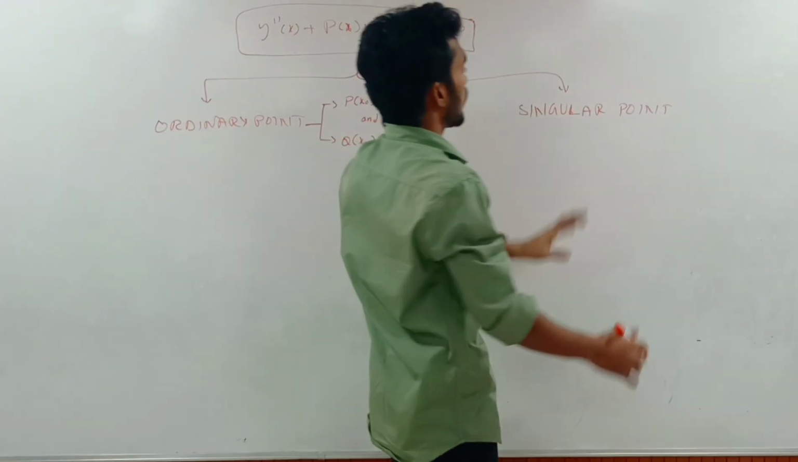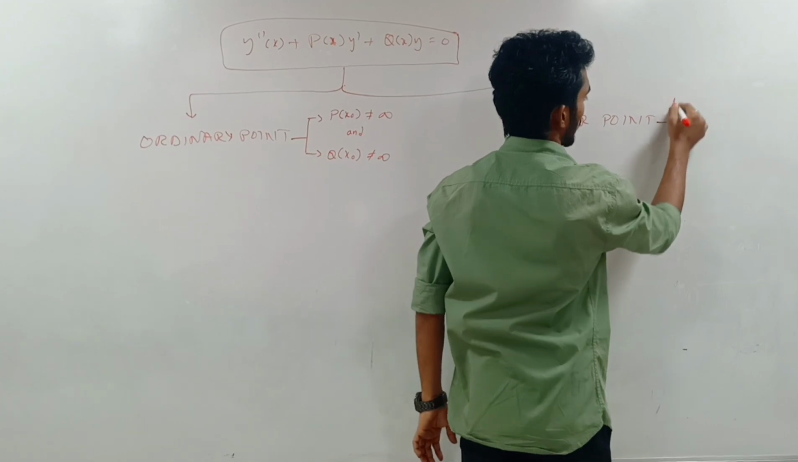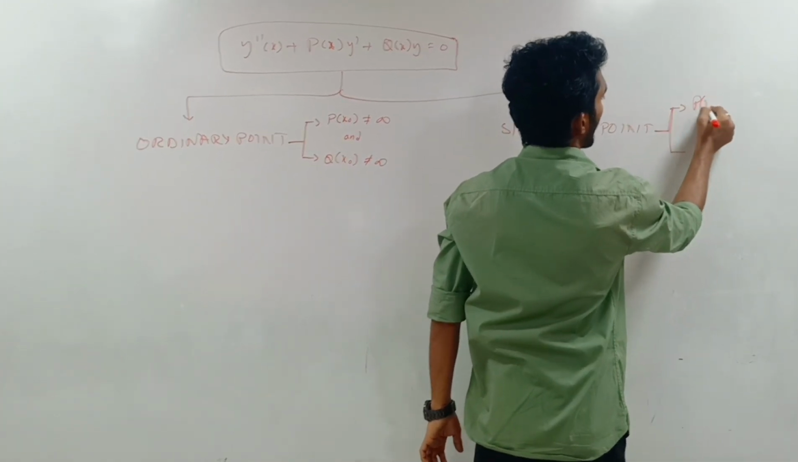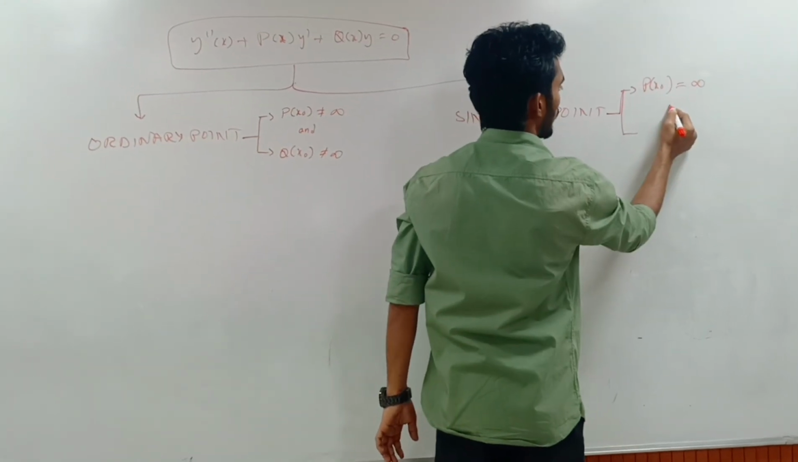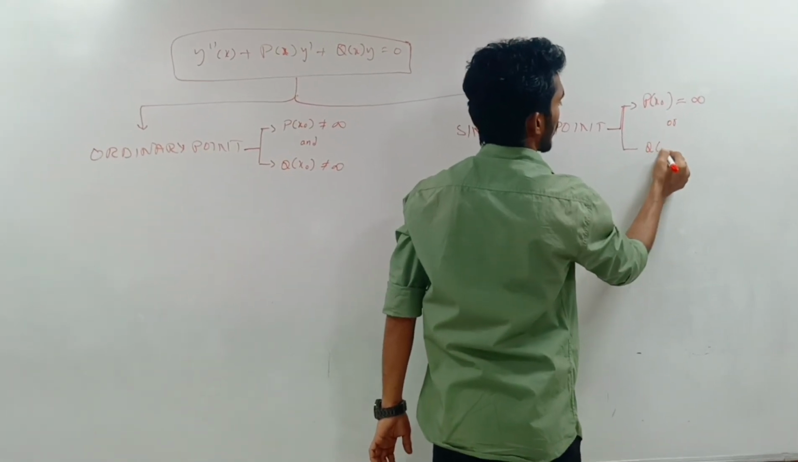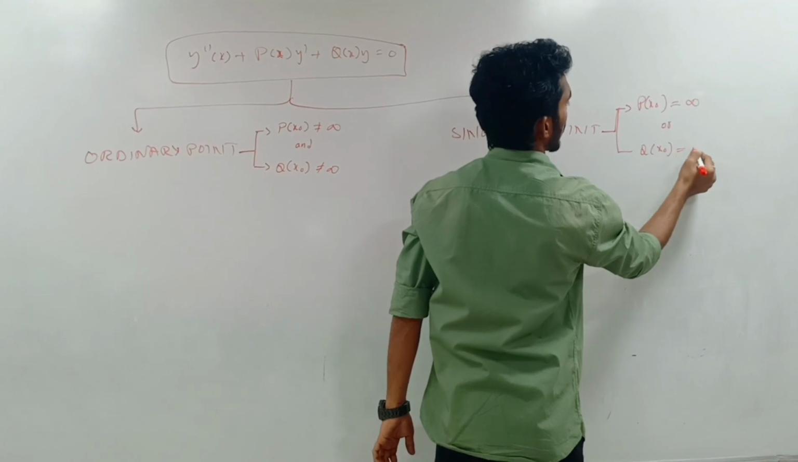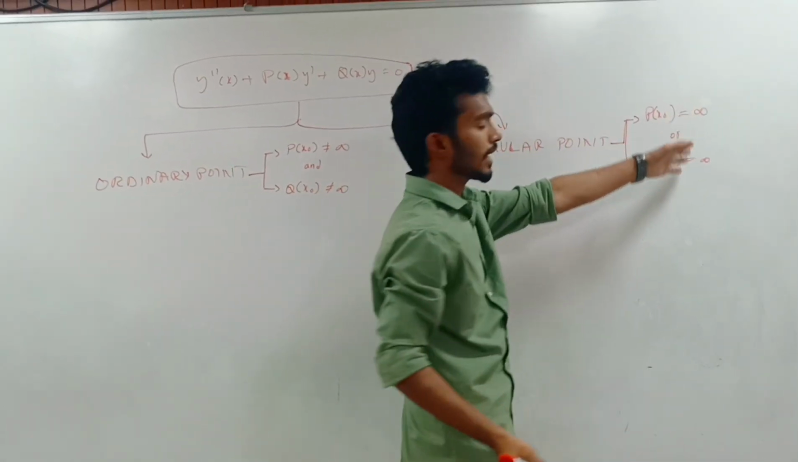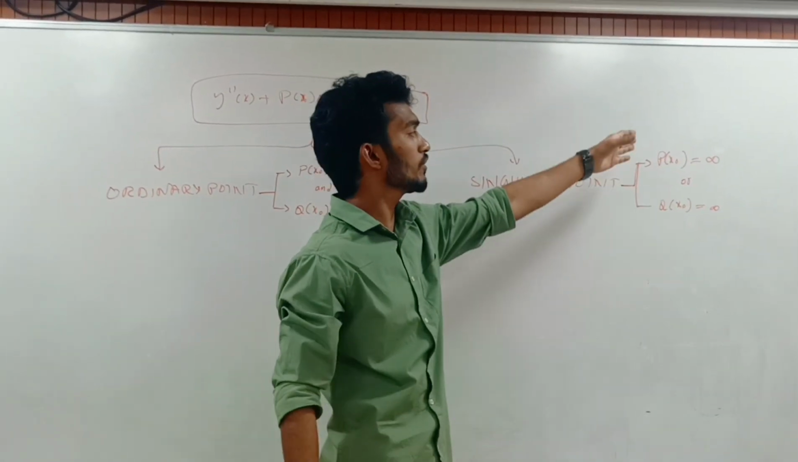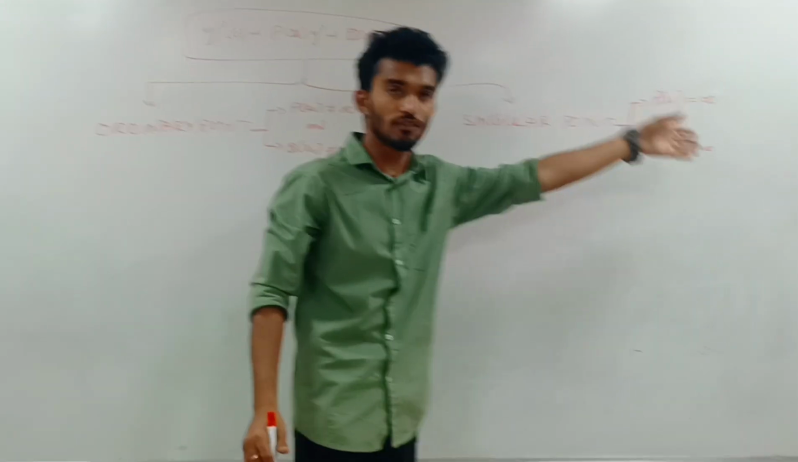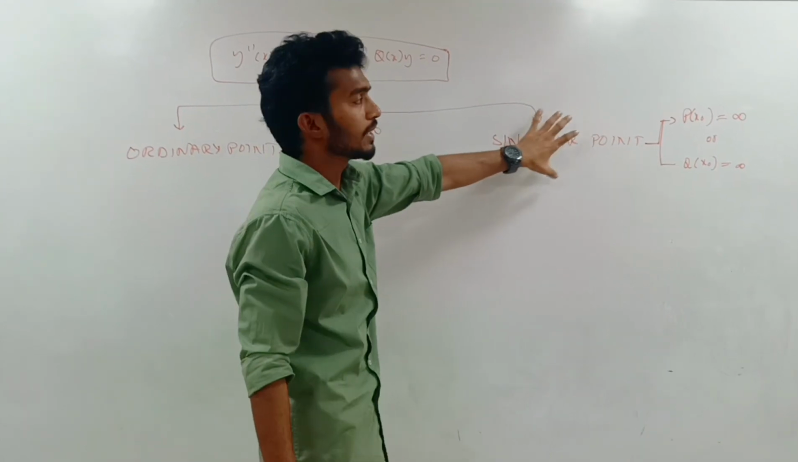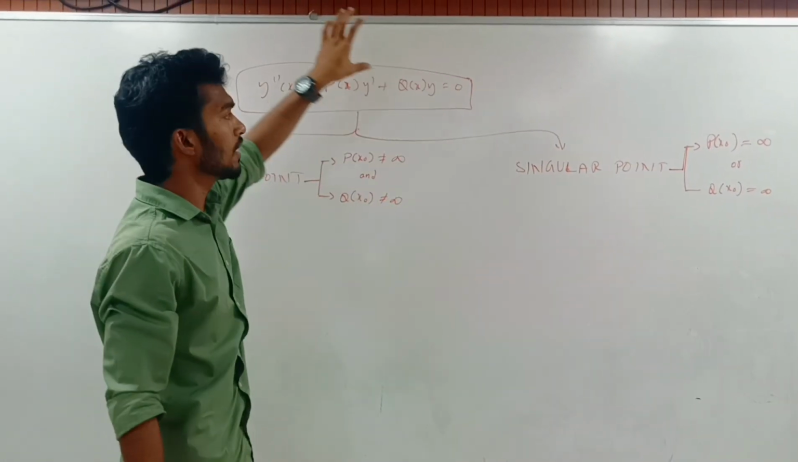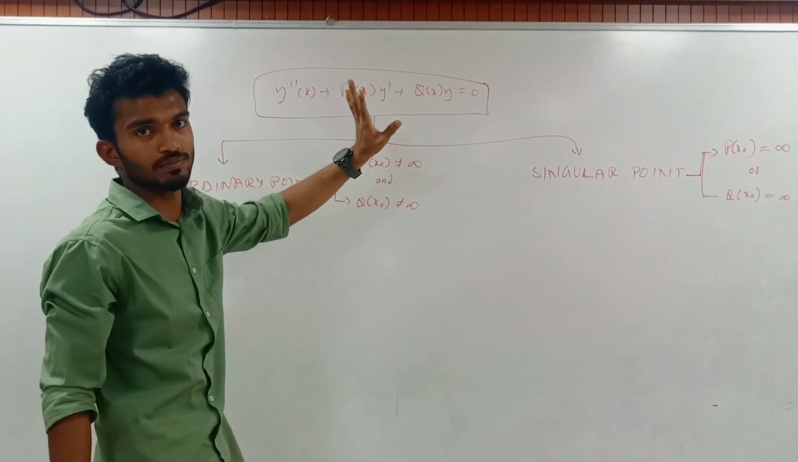And coming to the singular point, p(x₀) can be infinite or q(x₀) can be infinite. At least one of them should be infinite. If one of p(x₀) and q(x₀) is infinite, or both are infinite, then the point is said to be a singular point of the given ordinary differential equation.